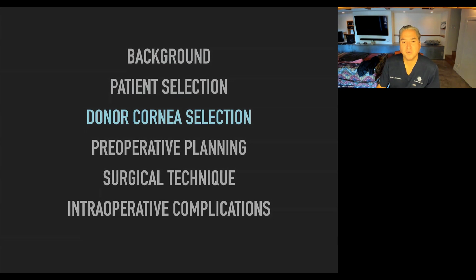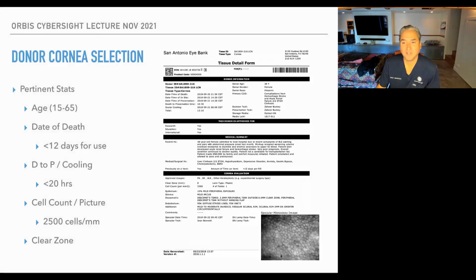Okay, so a little bit about donor cornea selection. Here in the U.S., before we do a case, we send a request to the eye bank, and then we receive a tissue detail form like this that goes over all these things like the age of the decedent, the date of death, how long ago it was, how long the body was cooled, what the cell count is, and we even get a picture of specular microscopy down there at the bottom.